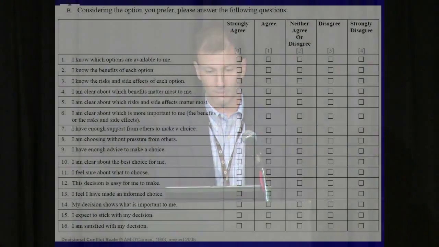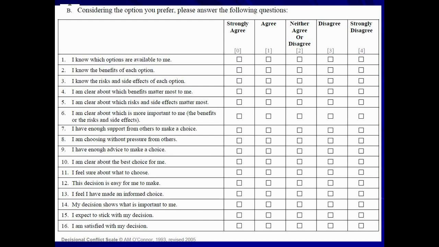So how can we figure out if someone has made the right choice? This is the decisional conflict scale. You're obviously not going to use that in clinical practice, but what can we use in clinical practice so we can be sure at least that our patient made the right decision for them, not for our metric, not for us, but for them.